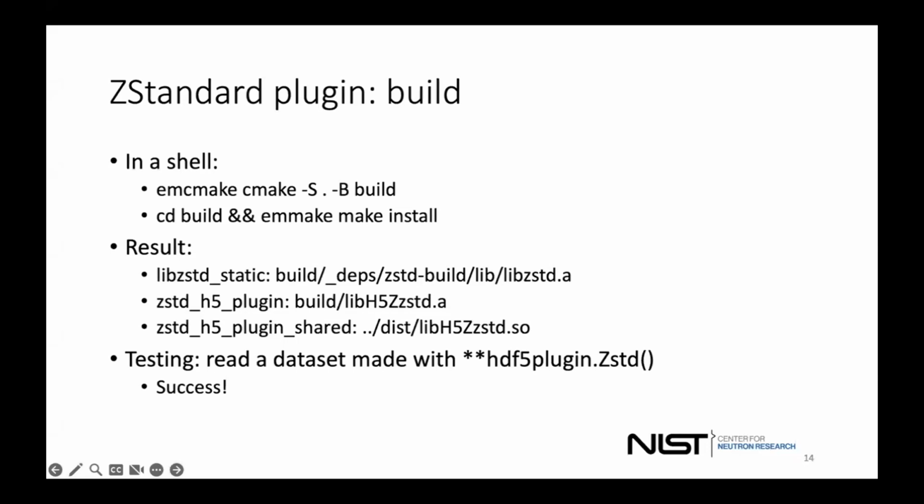And then I made a quick test, which I can't show here very easily because it's running on the web, but it read a data set made with the plugin, and it was able to read it. So I wrote it with HDF5 plugin and h5py. I wrote out a test file that writes all the different available compressions, and then I tried to read the ZStandard one, and that worked great. It was able to load the plugin and read it.